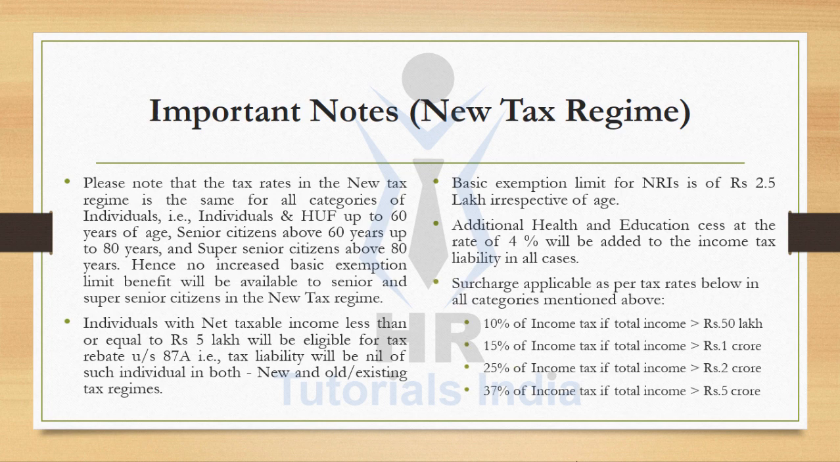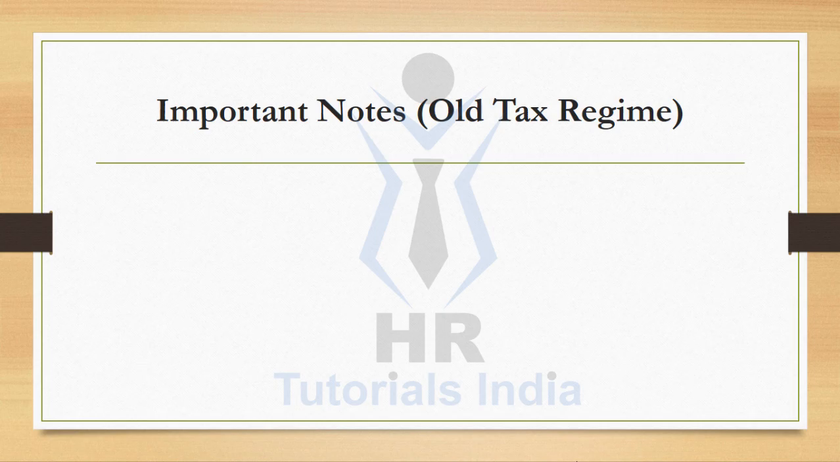Surcharge is applicable as per the tax rates below in all categories mentioned: 10% of income tax if income is more than 50 lakhs, 15% of income tax if total income is more than 1 crore, 25% of income tax if total income is more than 2 crores, and 37% of income tax if total income is more than 5 crores.